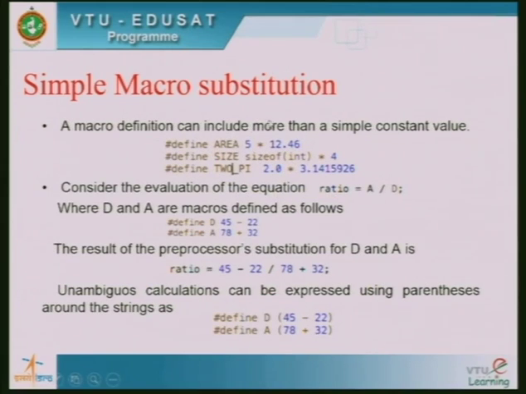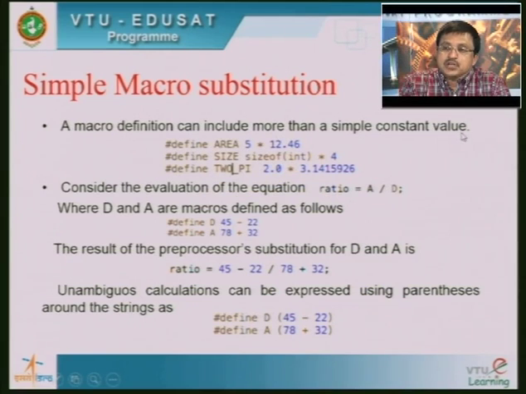A macro definition can include more than a simple constant value. Just see this. #define AREA 5 * 12 * 46. #define SIZE sizeof(int) * 4. So this entire string, 5 * 12 * 46, is the string. Wherever the preprocessor finds AREA, it will replace it with this string.